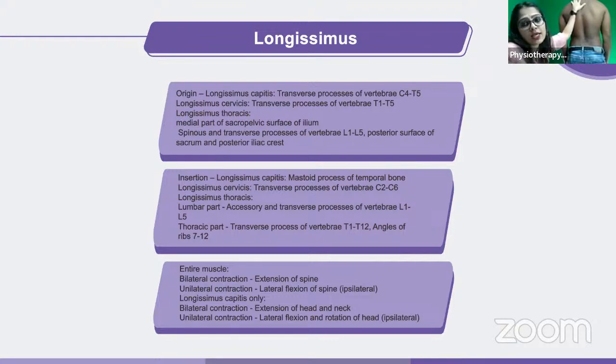Here it is getting attached to the mastoid process. It starts from where? It starts from T5, T4, T3, T2 till C5. That is the origin, and it gets inserted into the mastoid process. So when this contracts, it causes extension bilaterally.